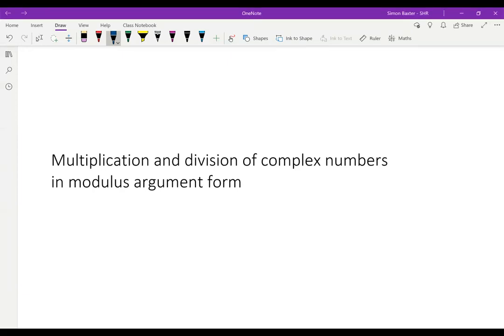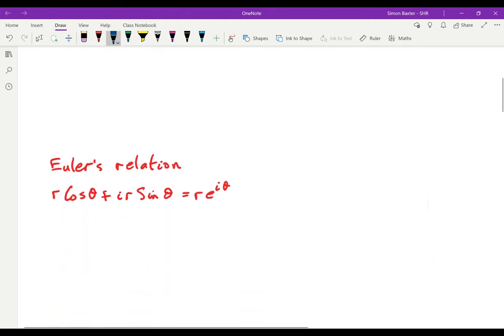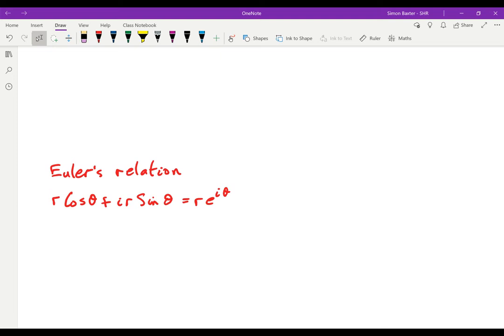Today, I want to talk about the multiplication and division of complex numbers when they're written in modulus argument form. Firstly, I want to remind you of what we did in the last video, which was Euler's relation. There are several very strange things around when you're dealing with complex numbers, and the fact that e to the i theta is cos theta plus i sine theta is just one of them. I hope by the end of this video to have convinced you that this is a very nice way of looking at things and saves a lot of rather tedious algebra.